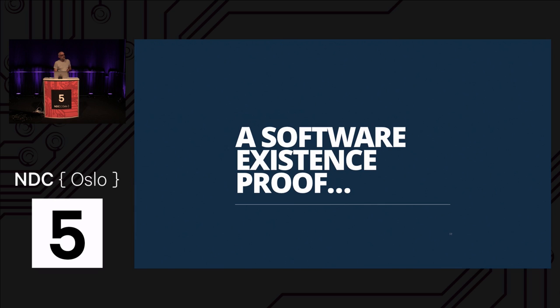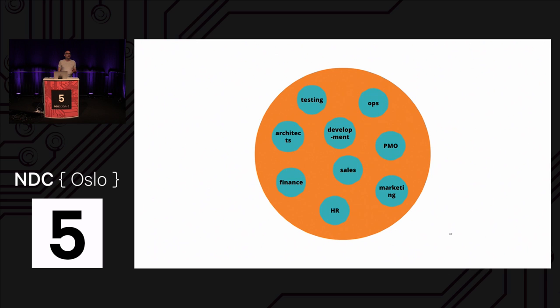So, looking at our capabilities again, looking at our functional silos within our organization again, what does it look like if we create cross-functional teams organized around capabilities, lines of business?